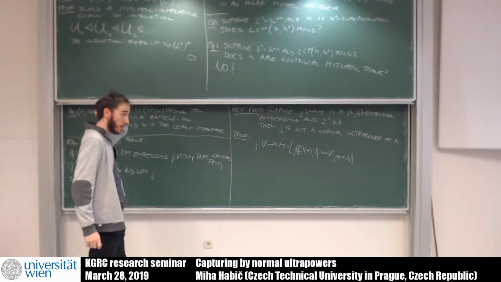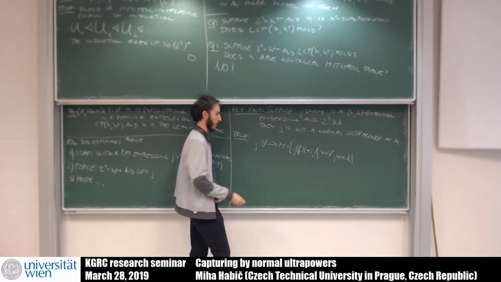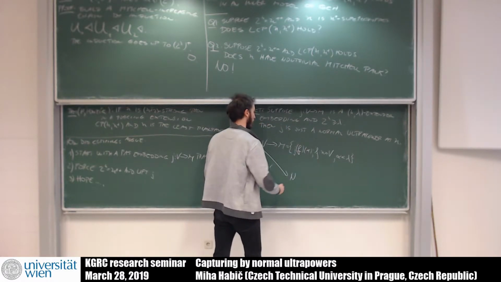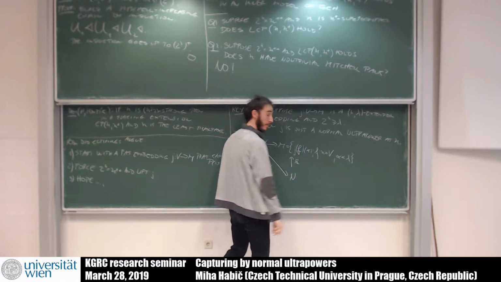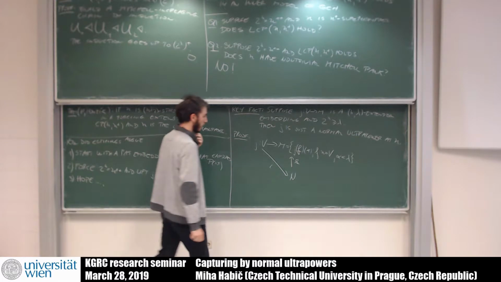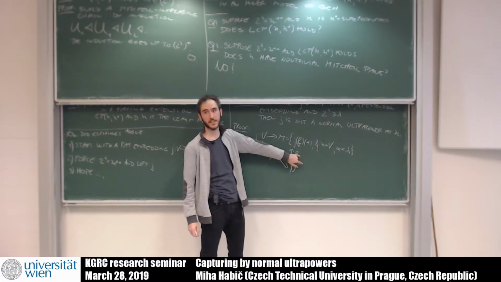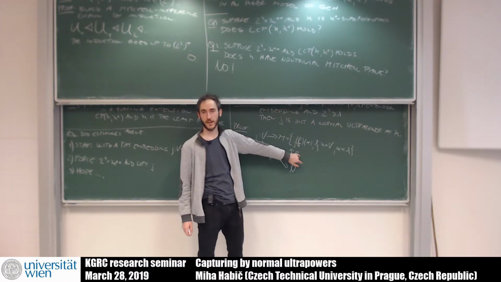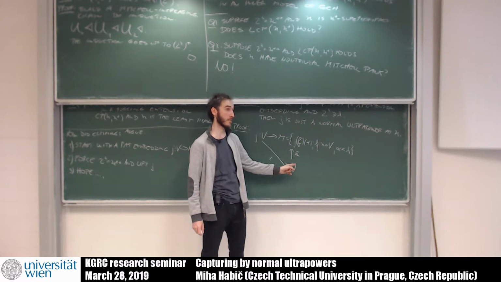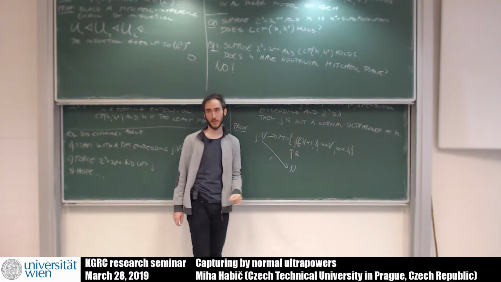So I have this embedding, and again, I just pull the same trick I did before. I factor out the normal ultrapower and look at this factor map, k. Now I'm going to look at this k, and I'm just going to prove that it's an isomorphism. In fact, not just an isomorphism, it's the identity. And so this map j is just equal to the map i.